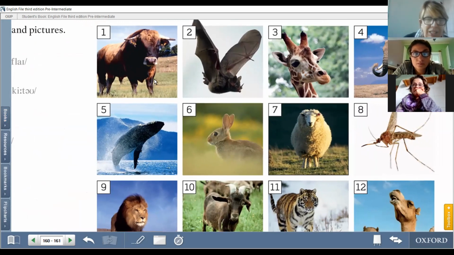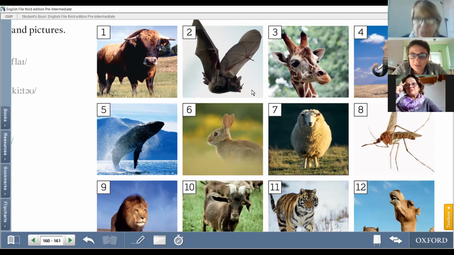Okay. Number 1, what is this? It's a bull. Then number 2. Last Halloween should have taught you. Yeah, bat. Number 3. Giraffe. Yes, it's a giraffe. Number 4. What do you say? Elephant. Number 5. Whale. It's a whale. Actually, I think this is a killer whale. I'm not sure, but I think it's a whale.